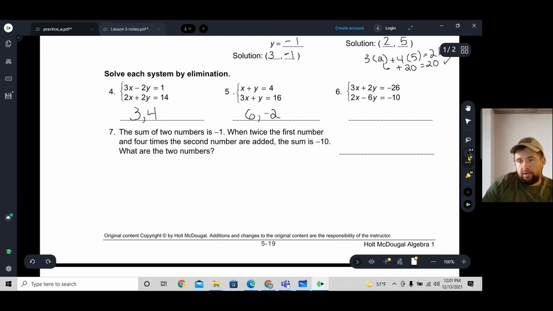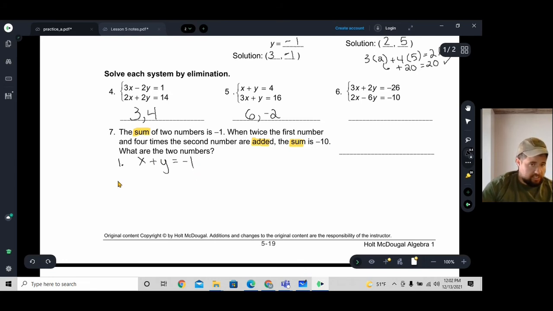All right. Our word problem says the sum of two numbers is -1. When twice the first number and 4 times the second number are added, the sum is negative 10. What are the two numbers? All right, we need two different equations. We have this key word here, sum, and added. Sum literally means to add, so that tells us what we're going to do with our problem. In our first equation, we know that the two numbers, when added together, equal negative 1. x plus y equals negative 1.